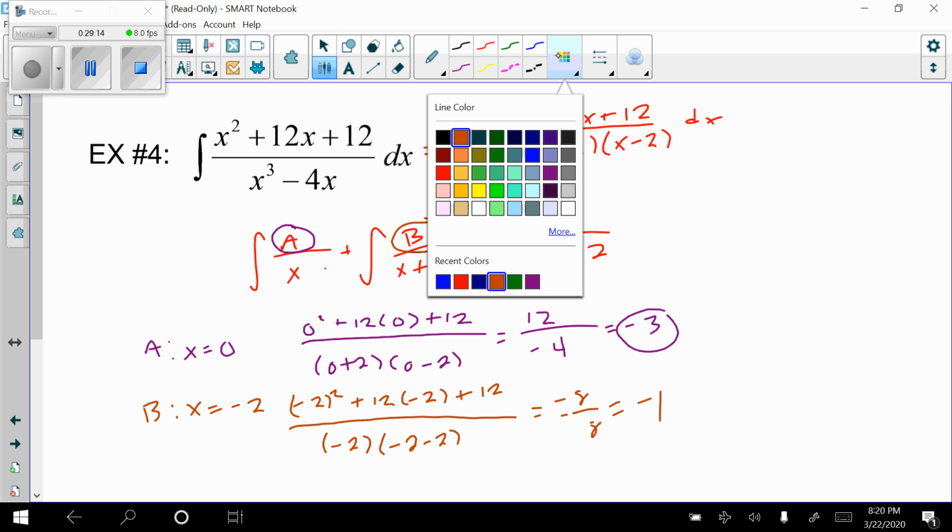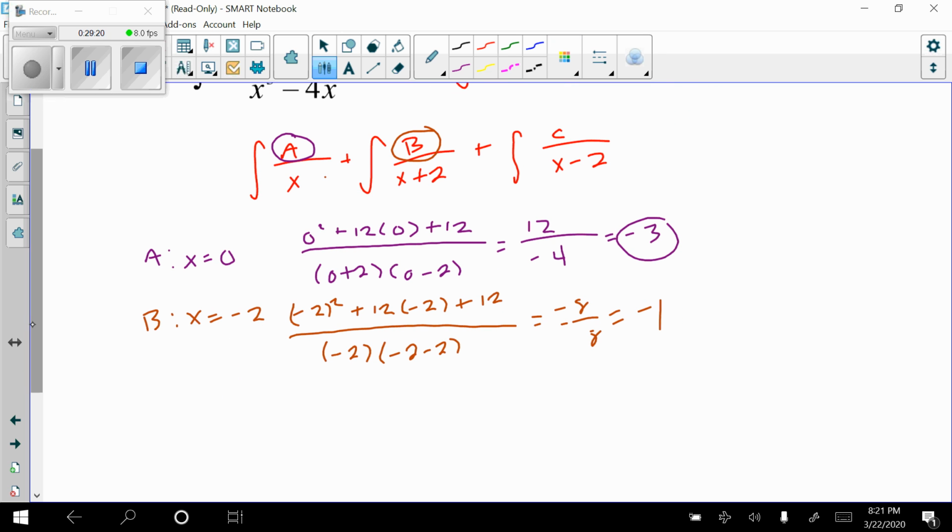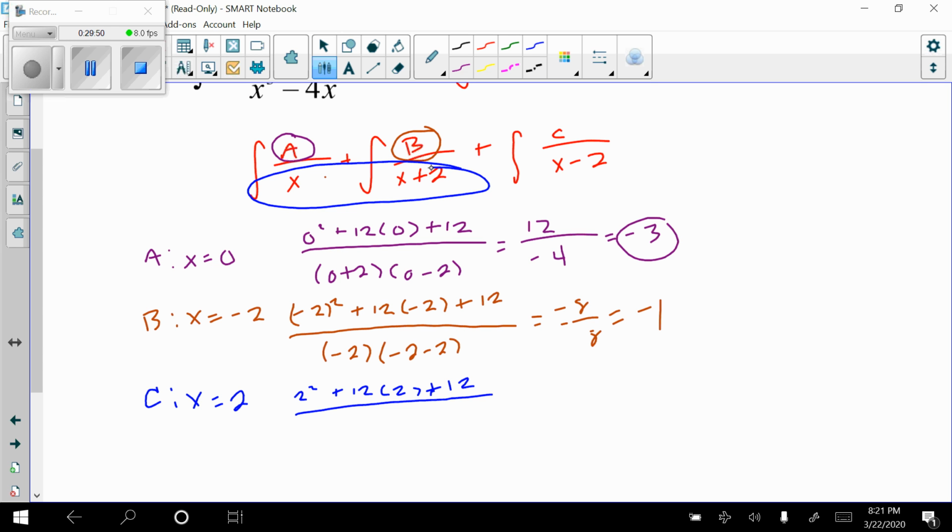So let's do C in a brighter color and see what we wind up getting. All right, so for C, we set its denominator equal to 0, giving me x is equal to a positive 2. So I substitute the positive 2 in the numerator, which in this case would be 2 squared plus 12 times 2 plus 12 over, and we use the denominators that we didn't get the solution from. So these two denominators right here specifically is what we're going to be looking at.